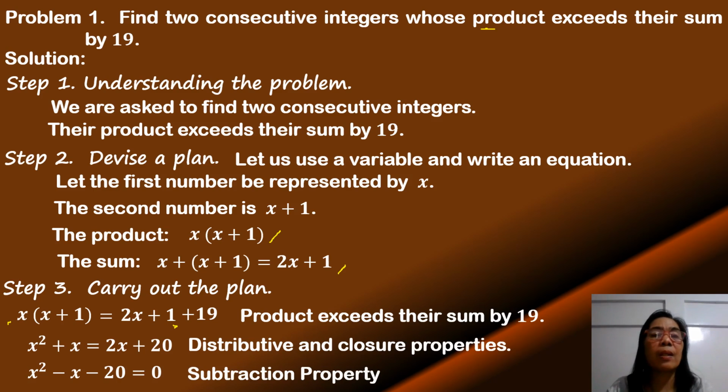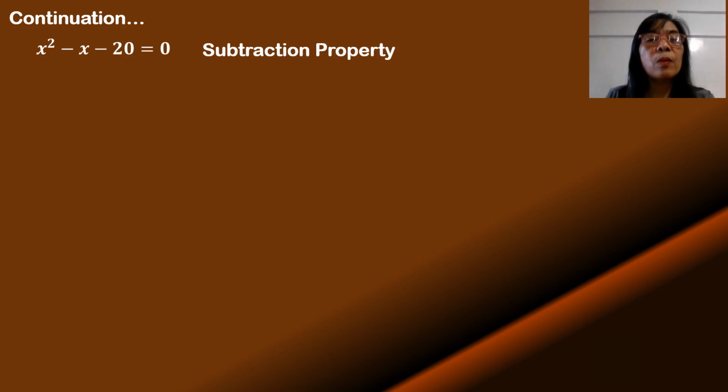That is applying the subtraction property. We continue our solution. Since we have here a quadratic equation, we can now solve for x using the quadratic formula or by factoring. So by factoring, we have the quantity x minus 5 times the quantity x plus 4 is equal to 0.